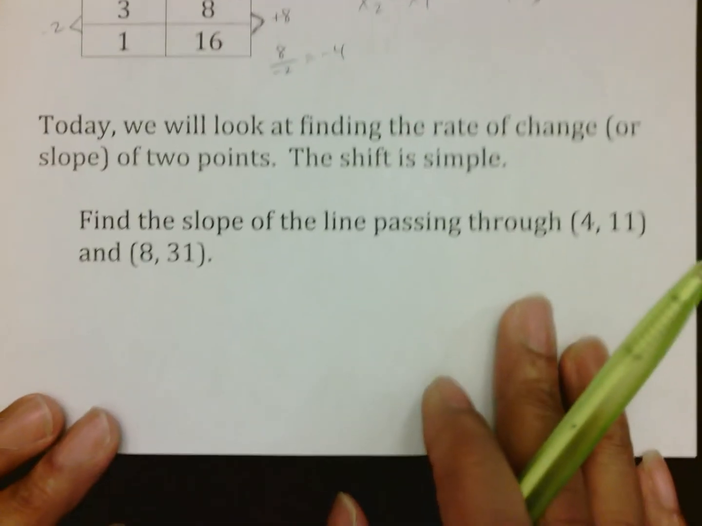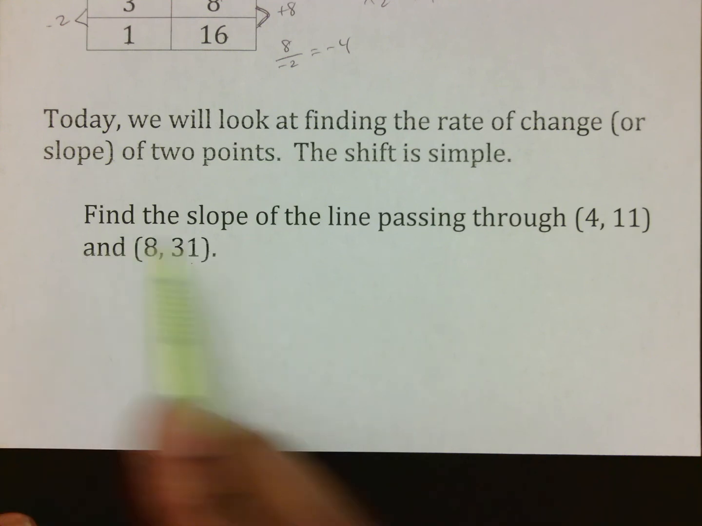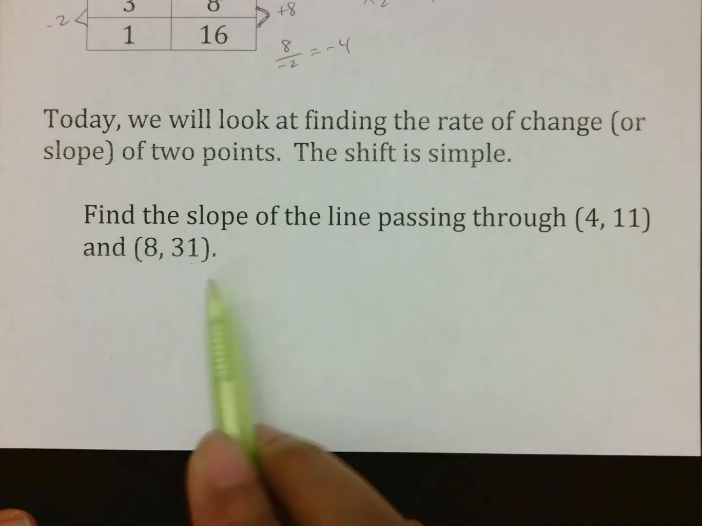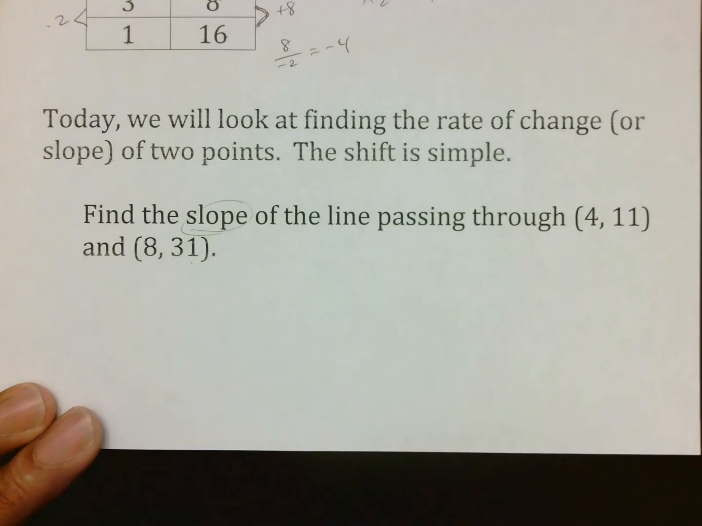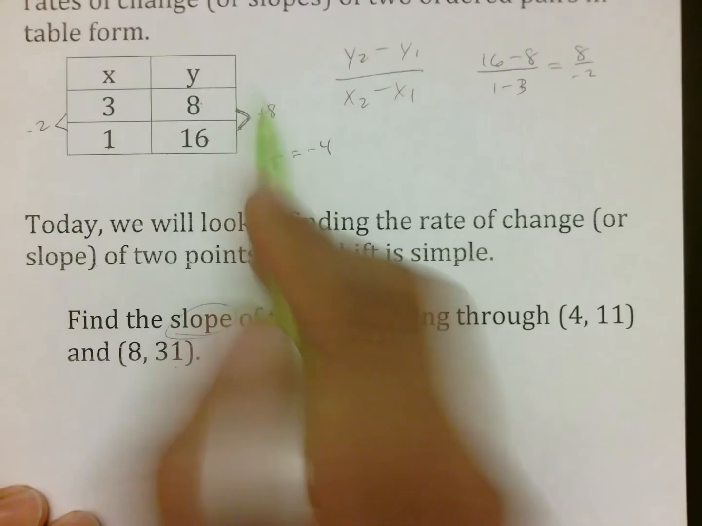So make sure you work on that also, that you are getting that also, and not just letting it hang around. Today what we're going to do is look at finding the rate of change or slope of 2 points, and again, the shift is very simple. It's going to say find the slope of the line passing through these 2 points. Again, the key thing is slope. We know that the slope is based off of the change in these rates.